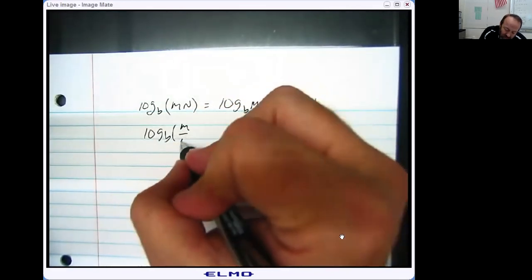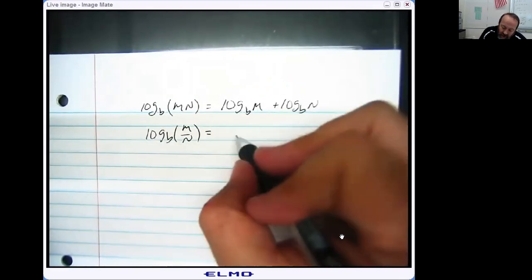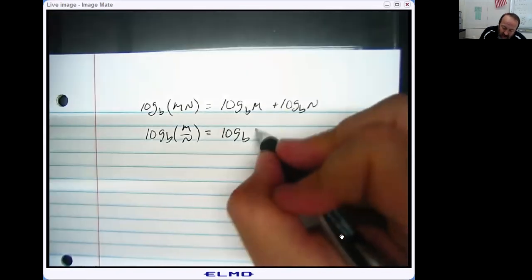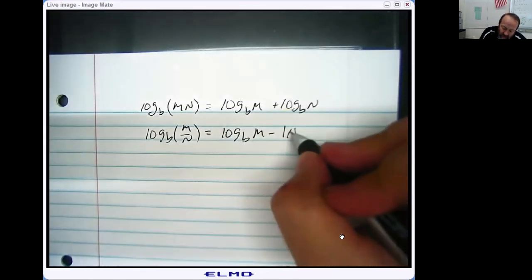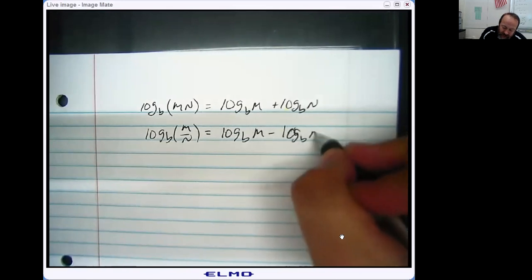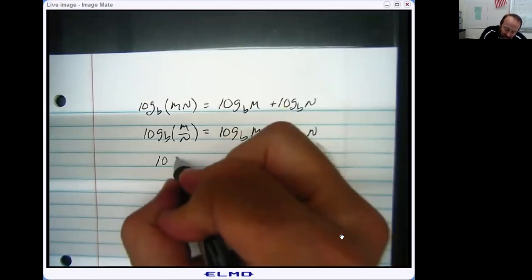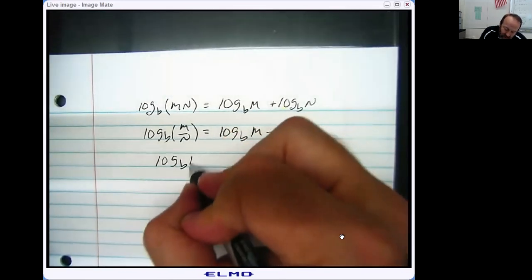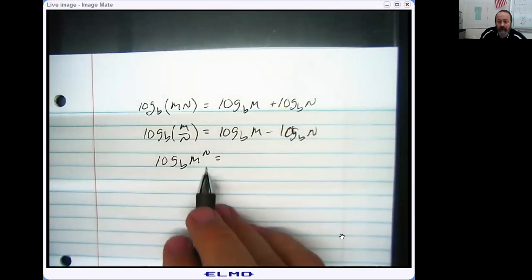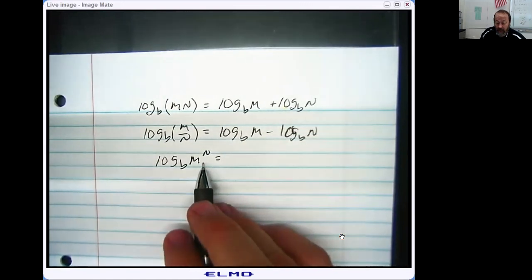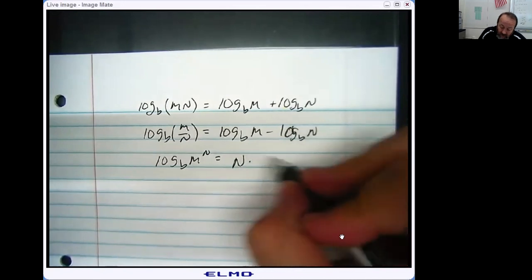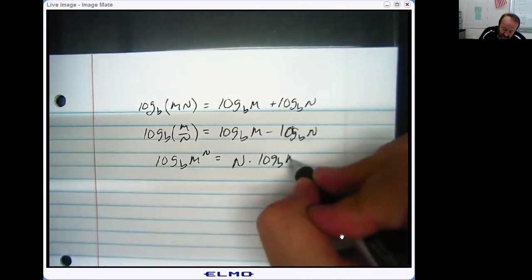Similarly, if you were to divide two values within a logarithm, you could turn it into the log of b minus the log of m. And last, you have the log base b of m raised to the n power. Remember that an exponent is just repeated multiplication, so you can bring that out into the front.